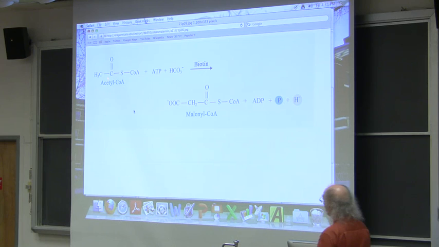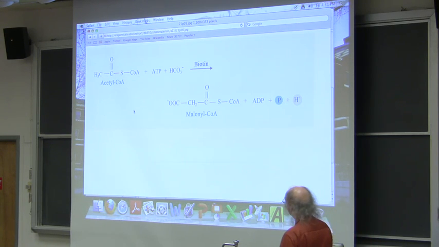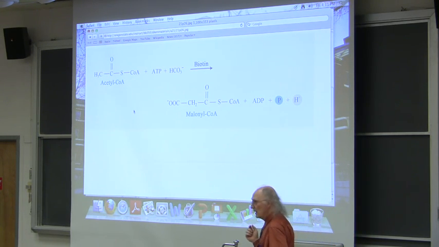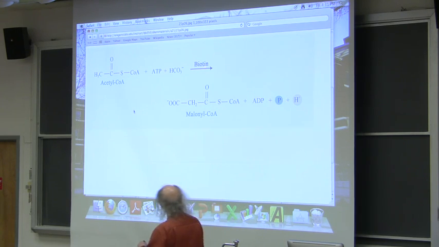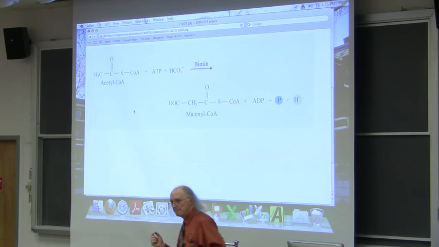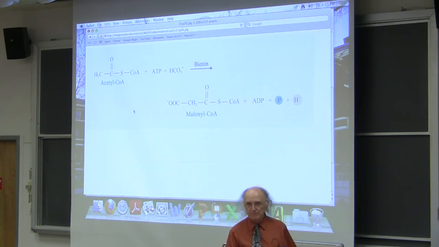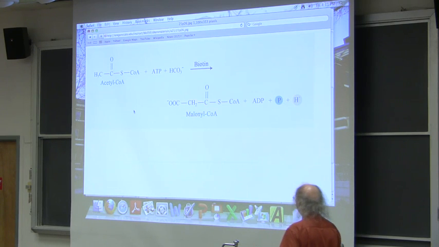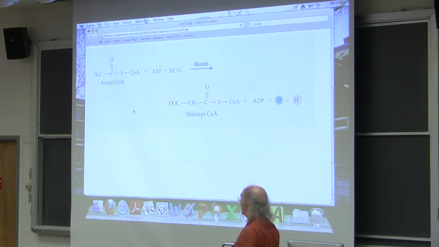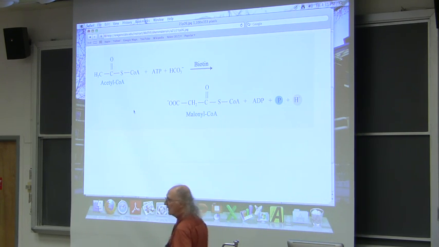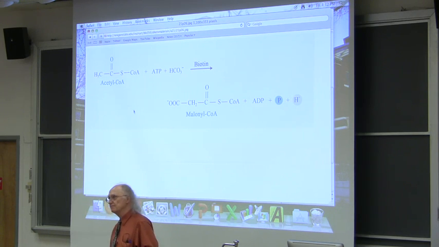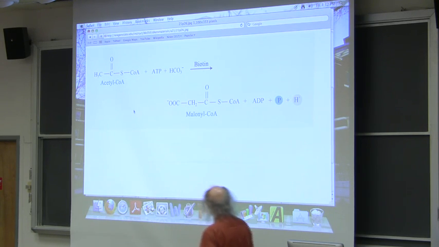We're starting with a 2-carbon molecule. We're using ATP energy, and we are making a 3-carbon molecule as a result of putting on a carbon dioxide, or bicarbonate, same thing. Okay? This guy right here, malonyl-CoA, will be slightly altered in the next step, and then we're ready to start making fatty acids. Okay? All right.